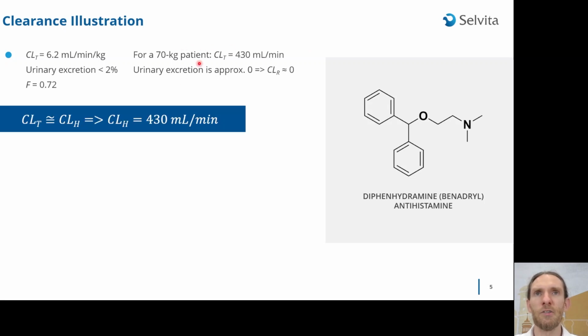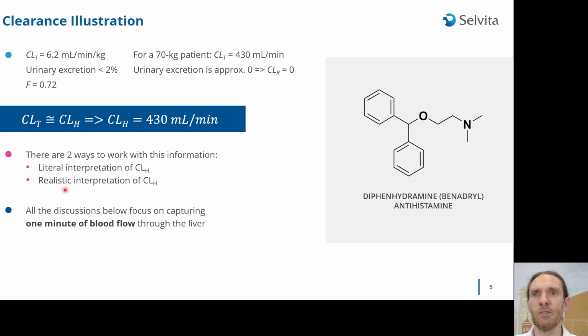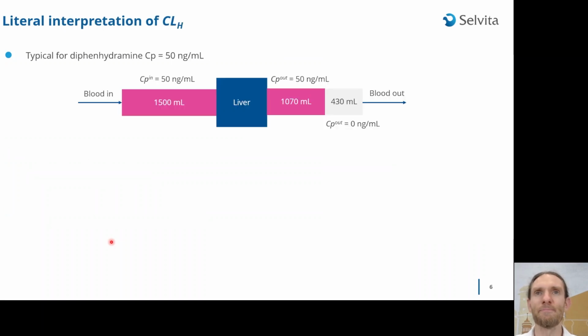If we take this approximation into mind, we can say that the hepatic clearance will also equal 430 milliliters per minute. And we can take this information literally or more realistically. Via these two interpretations, the literal one and the realistic one, we'll calculate the clearance of Benadryl. All of this discussion will focus on capturing the 1 minute of blood flow through the liver. Let's see the literal interpretation of the hepatic clearance of Benadryl.